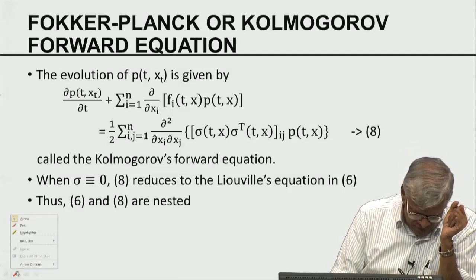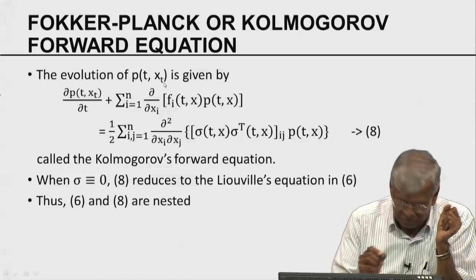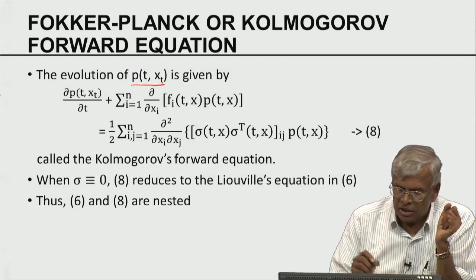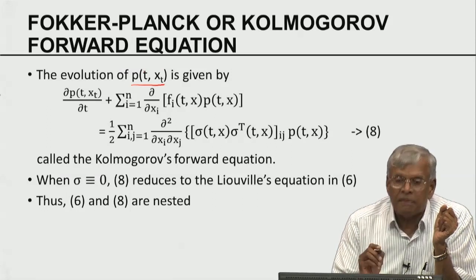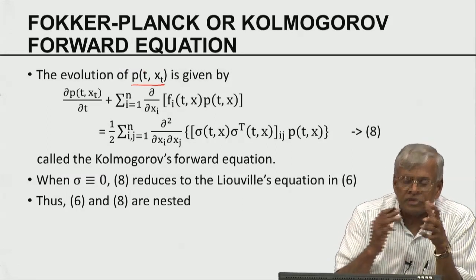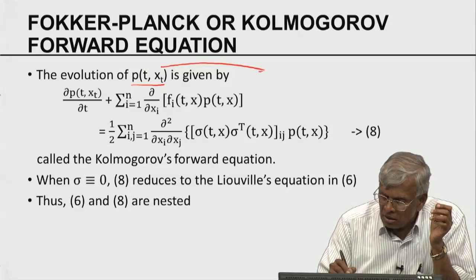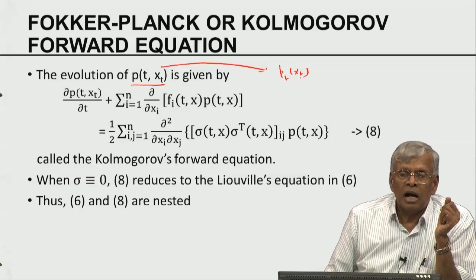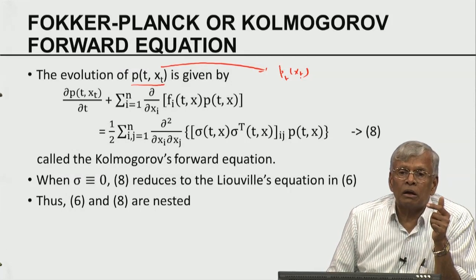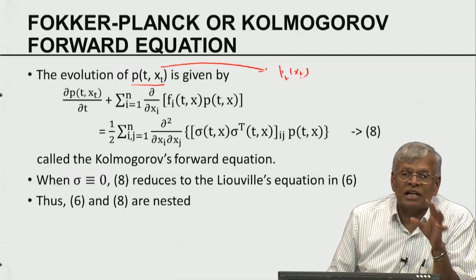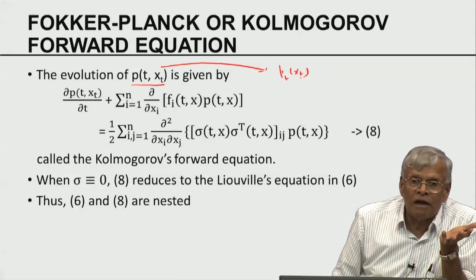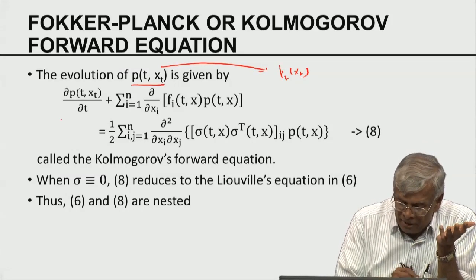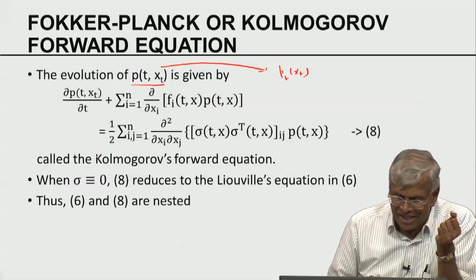So what is our interest? Our interest is in trying to study p_t of x of t. What is p_t of x of t? It is the probability density of x of t at time t. This is what we had so far mentioned as p sub t of x of t, both are the same. I would like to derive an equation that governs the evolution of this probability density. That equation is given by the system in 8.